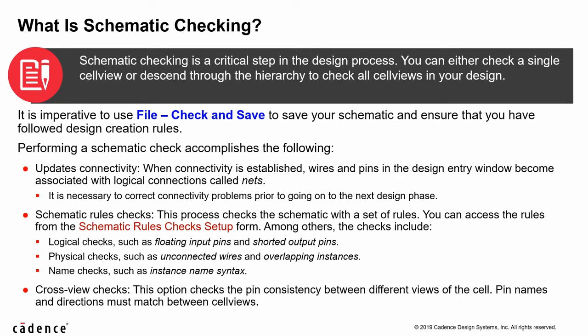To elaborate a bit more on what schematic checking accomplishes, it updates connectivity. When connectivity is established, wires and pins in the design entry window become associated with logical connections called nets. Then it also does the schematic rules checks. This process checks the schematic with a set of rules, and you can access the rules from the schematic rules checks setup form. These checks could include logical checks, physical checks and name checks. Apart from this, it also does the cross view checks. This option checks the pin consistency between different views of the cell. Note that pin names and directions must match between the cell views.